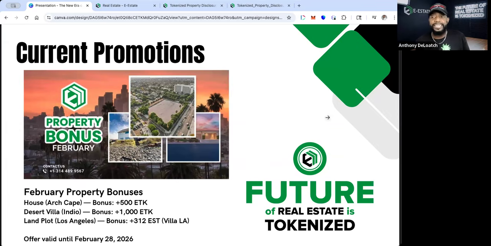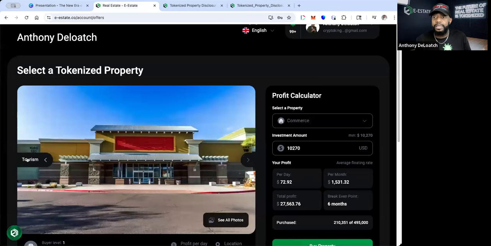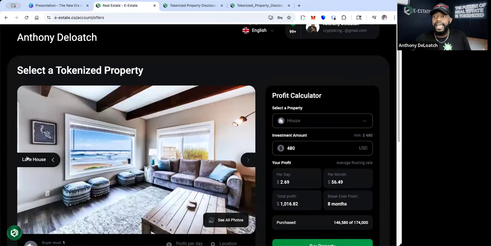If you decide that you want to get started with our property that's located in Arch Cape, Oregon, that's an oceanfront property. The minimum share to get in on that property, let me show it to you. The minimum share to get in on that property right here is $480. Now, if you do the minimum share, the $480 is projected to earn you on average around $56, $57 a month. In 18 months, it'll earn you over $1,016 in 18 months. Guys, this is an incredible investment. This is an incredible tokenized property here that can earn you passive income, right?